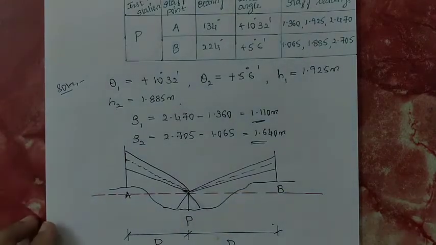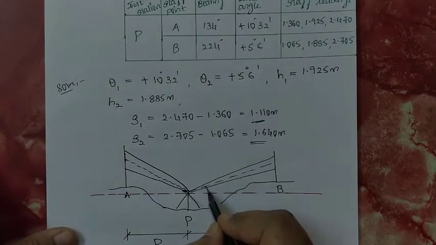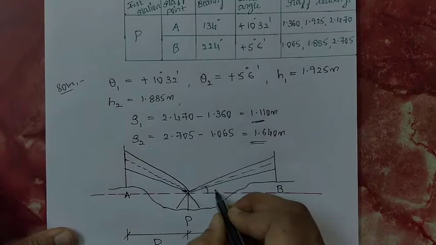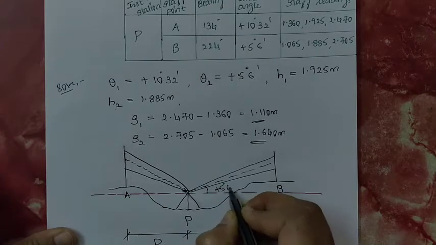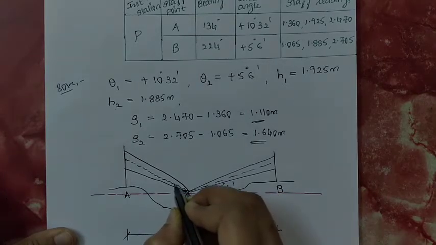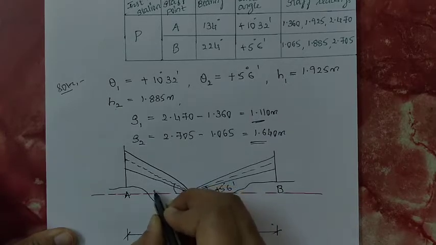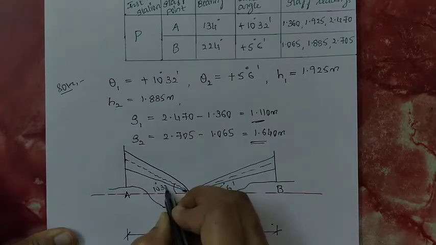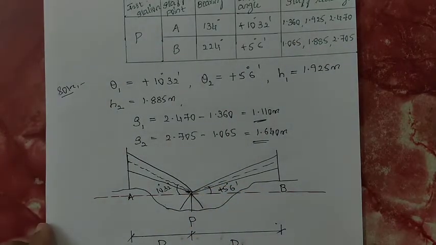Okay. This is theta 2, it is plus 5 degree 6 minutes. Similarly, 10 degree 32 minutes.